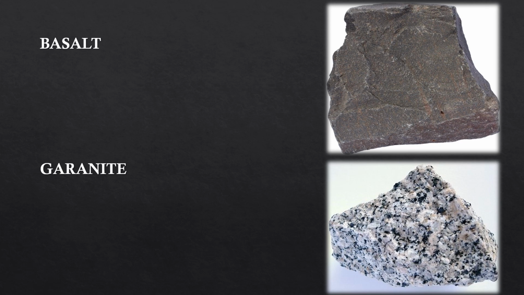On the other hand, intrusive igneous rocks cool down slowly, and since they cool down slowly, they form large grains. Granite is an example of such a rock, as well as grinding stones, which are used to prepare powder of spices or paste. Grinding stones are made of granite.